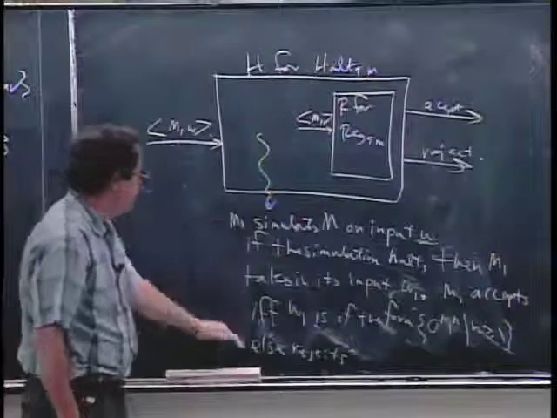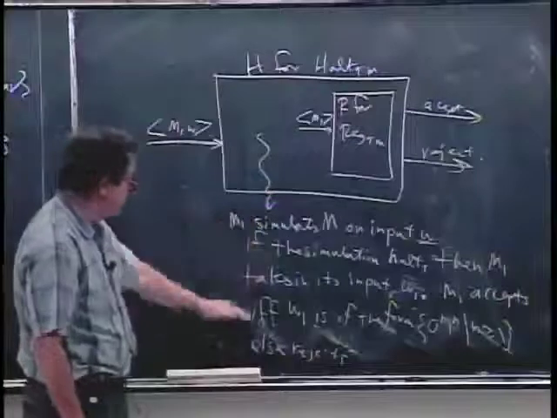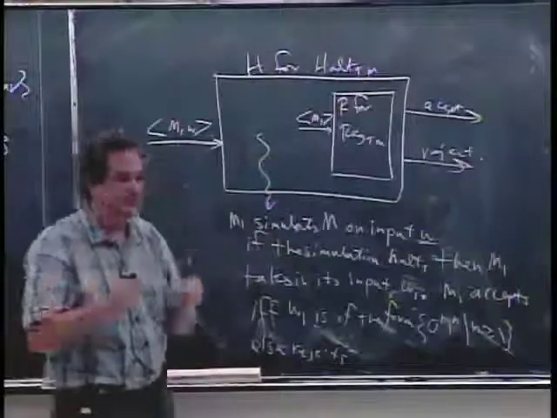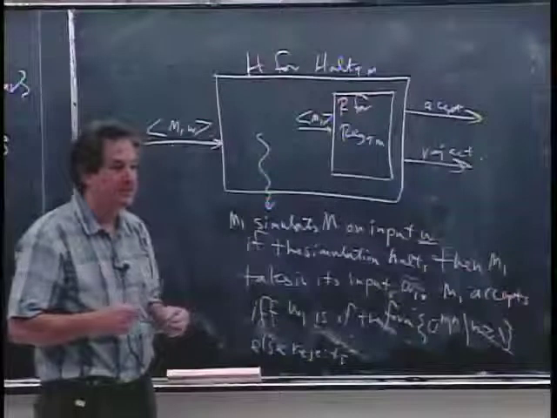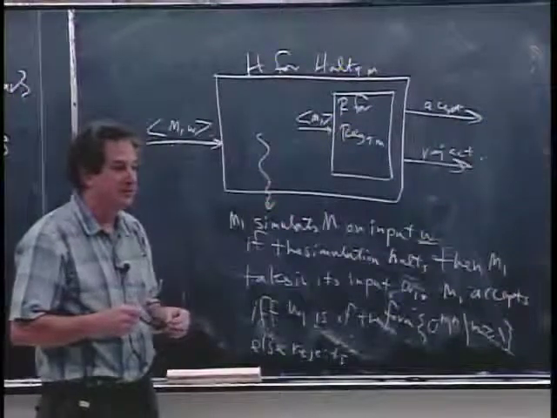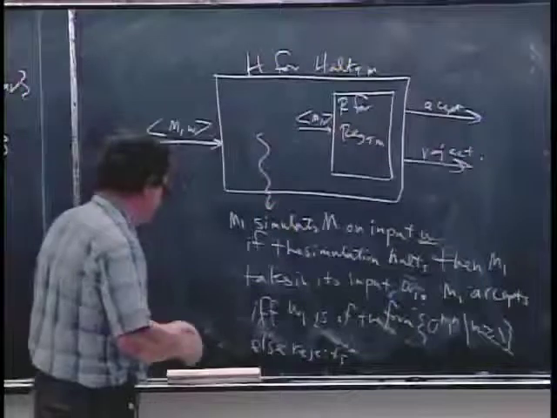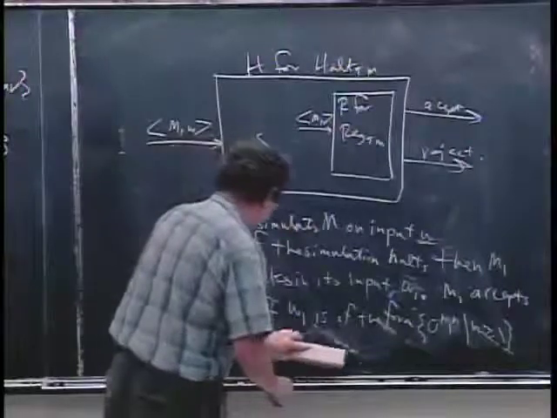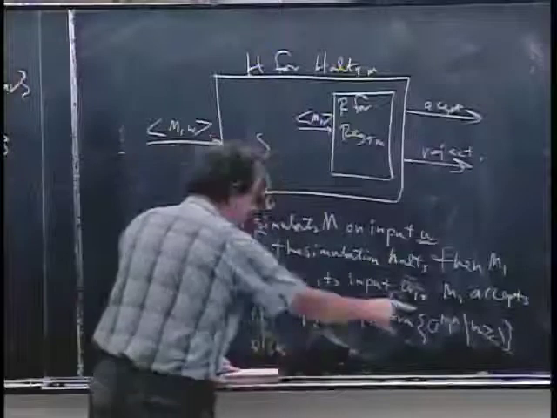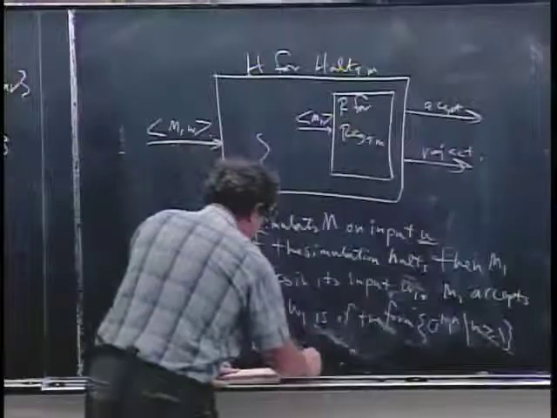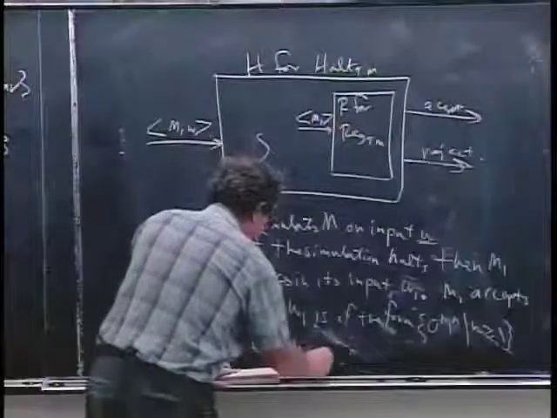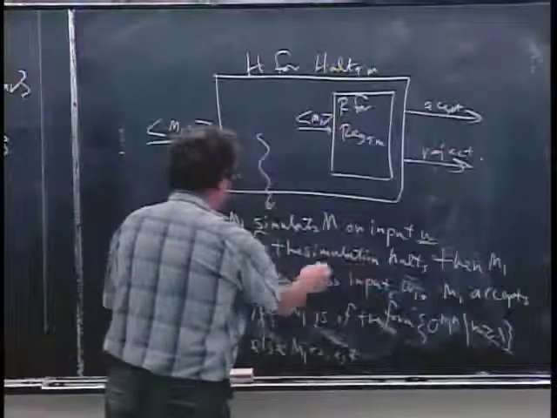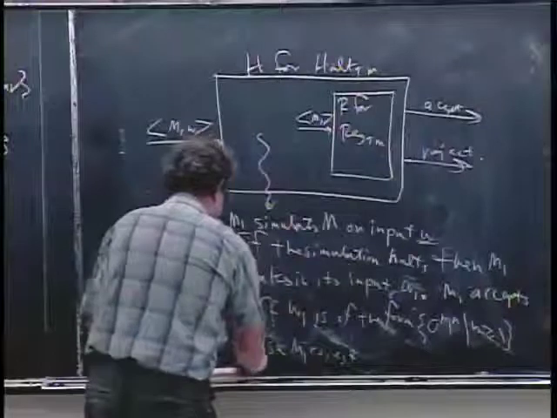Now let's analyze this. I hope this is going to work. Otherwise the simulation of M1 on W never halted. So we won't reject, we'll just never halt. But here I'm talking about what M1 does. M1 rejects, that's under the case where it halts.